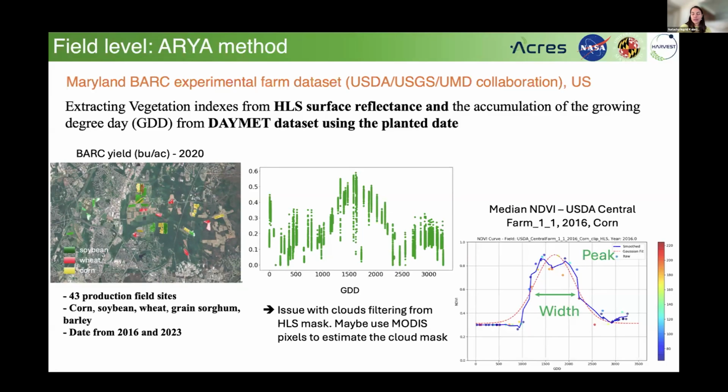On the right, you can see the same method as ARYA. I applied it on the smoothed NDVI vegetation index, I applied the Gaussian fit, and I could get the peak and the width of the Gaussian peak. And I did that for every field, for each crop.